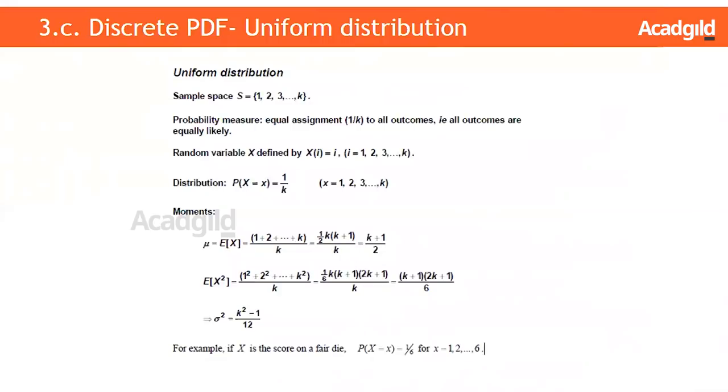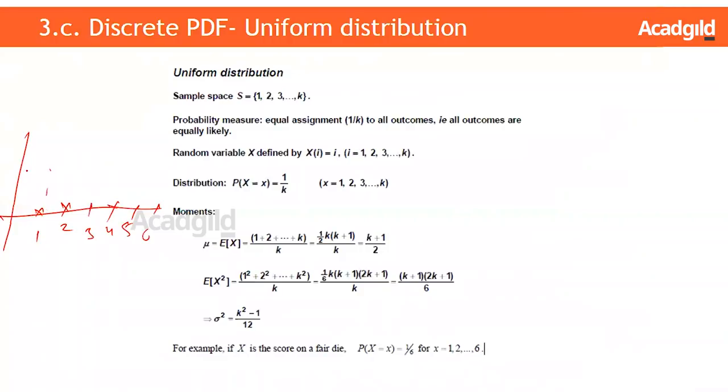That is the toss of a dice. If I throw a dice, probability of getting 1 is 1 by 6, probability of getting 2 is 1 by 6. So if I try to make the probability mass function over here, then the values that my random variable can take is 1, 2, 3, 4, 5, 6.